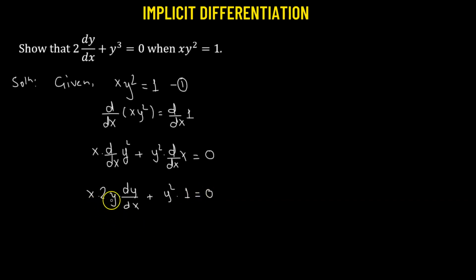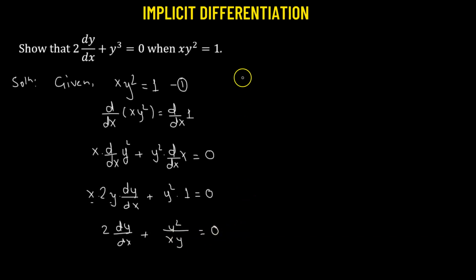Right. Now we want to make the coefficient of dy over dx simply 2. Here we have extra factors x and y, so we will divide throughout by xy. That means we have 2 times dy over dx plus y squared divided by xy, which will be equal to 0.